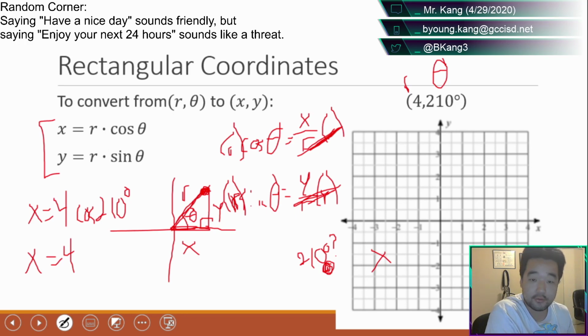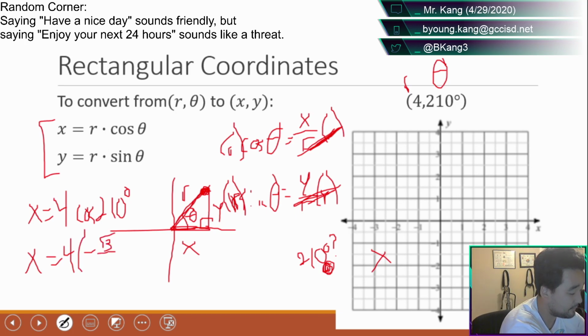We have our unit circle to figure out what cosine 210 is, because if you look at the answer key for this assignment, you're going to need exact answers for everything. So you can't just type this into the calculator. So cosine 210 is actually negative square root of 3 over 2. So x equals negative 2 square root of 3.